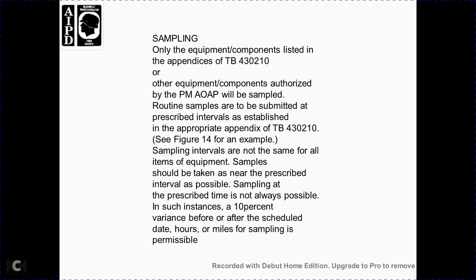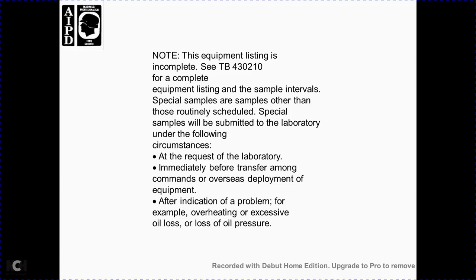Samples should be taken as near the prescribed intervals as possible. When sampling at the prescribed time is not available, a variance of 10% before or after the scheduled date and hours or miles of the sampling is permissible. Figure 14 shows the correct construction of equipment in the Army Oil Analysis Program. Note that the equipment listing is incomplete. See Technical Bulletin 43-0210 for the complete equipment listing.